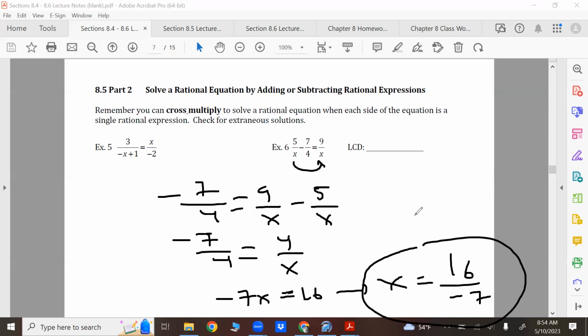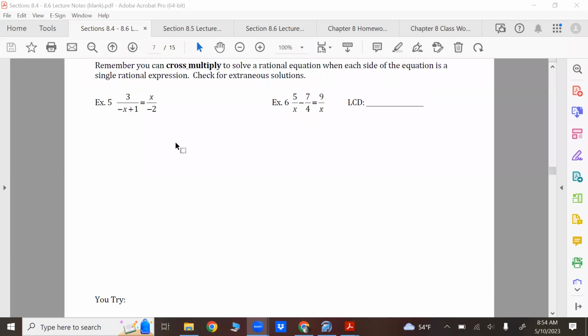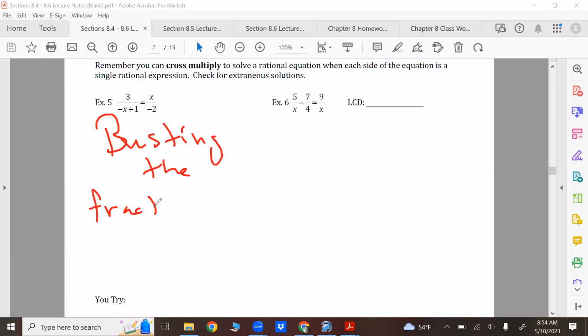There's yet another way to do this too. These two fractions you can combine really easily, so if you see an opportunity, you should do that. Also, you can do this too, which I'm going to do for most of our problems today. This process, guys, quiet please. It's called busting the fractions, and it's kind of a funny term. So anyway, busting the fractions.